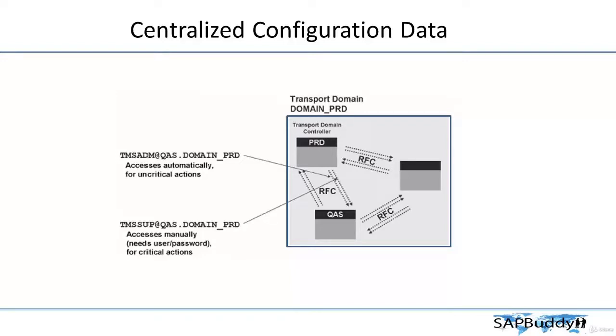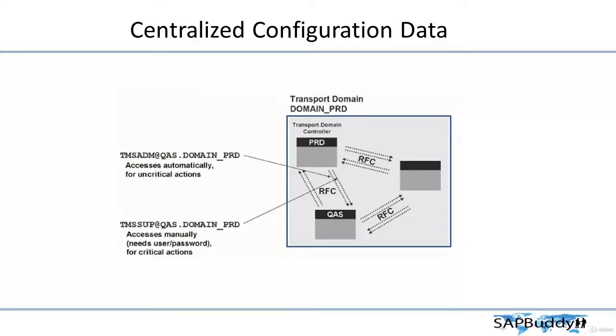However, you can do more activities. If you see here, you have two different RFCs which are created in the system. One is TMSADM@SID.DOMAIN_domainname. This is automatically created for uncritical actions. Uncritical actions means transferring the configuration information. Then you have TMSSUP. This is basically an RFC connection which can do much more than transferring the configuration.